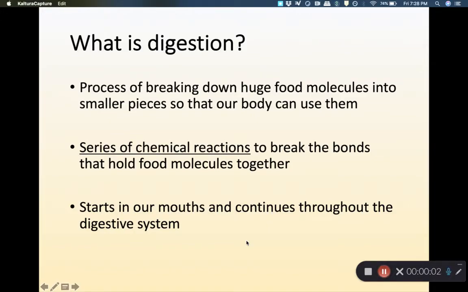So, in our last lecture, we were discussing specifically the process of digestion, which is the process of breaking down these large macromolecules into smaller pieces that our body can use. And understanding that it's a series of chemical reactions that the end product of is breaking these bonds that hold these large macromolecules together and break them down into their simpler chemical units that the cells can then use for the various processes.